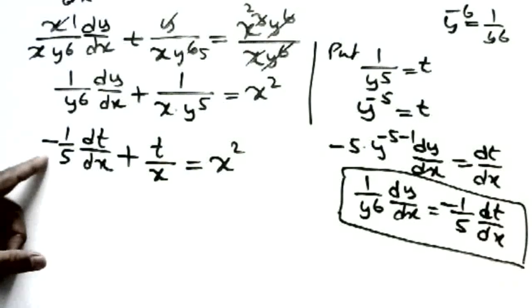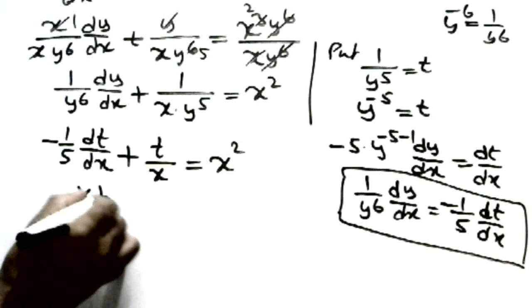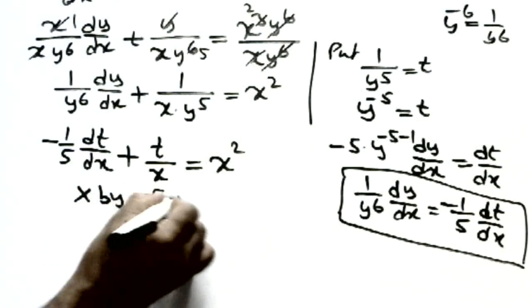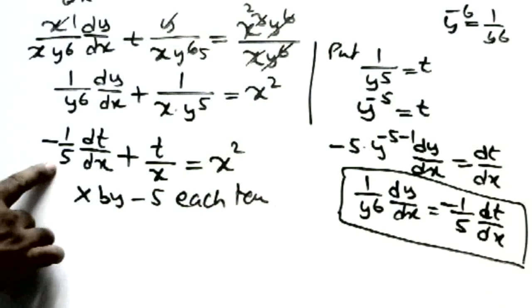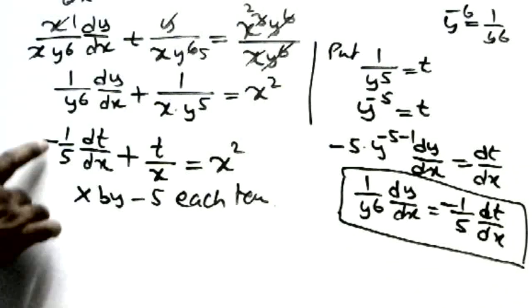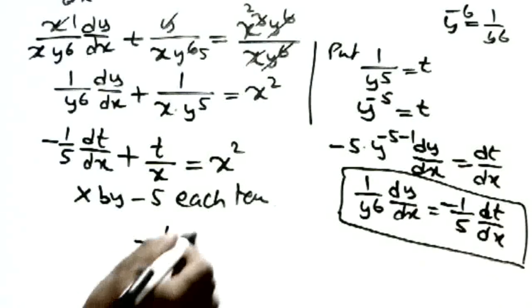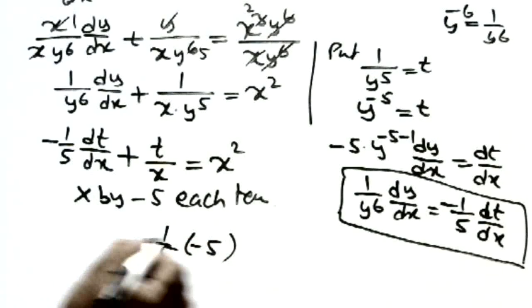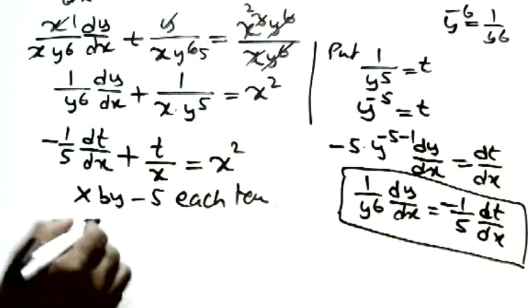Now the next step is to remove this minus 1 by 5 from here. So to remove it, multiply each term by minus 5. If we multiply this with minus 5, the 5 will get cancelled, and minus times minus is plus.